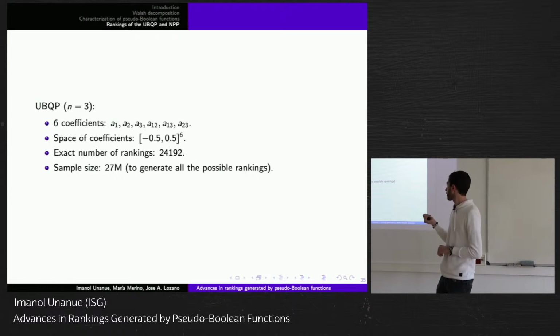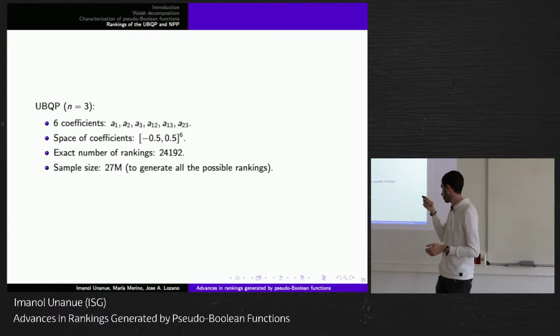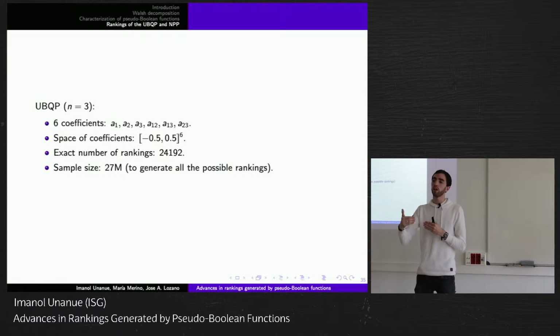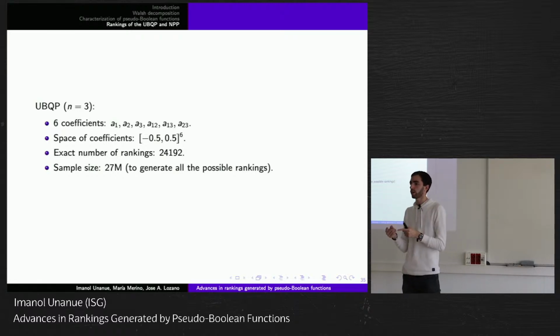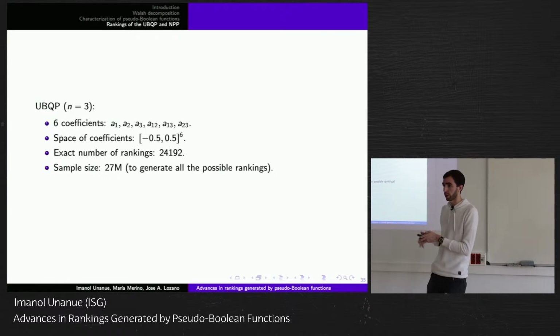We also have the exact number of the rankings that can be generated in this case, which is 24,192. Then, for the sample size, we started with a 5 million sample, and we tried to increase it by 1 million up to generating all the possible rankings. We obtained that scenario when we reached 27 million.